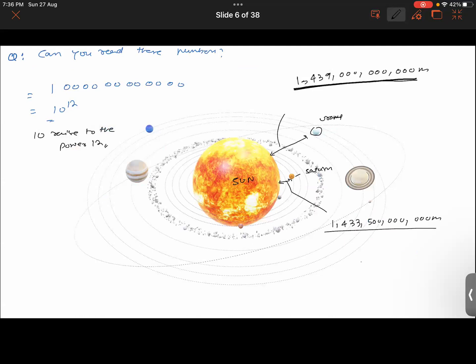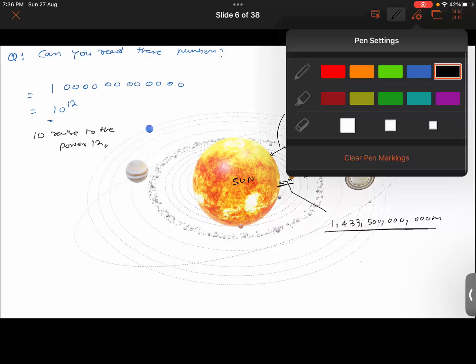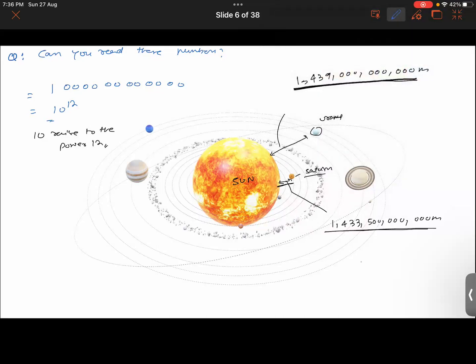And approximately this much is the distance between Saturn and Sun. Now, can we read these numbers very easily? No, these are quite big numbers. So numbers in this form, which are too large, we can shorten in the form of their exponents and read them simply as 10 raised to the power 12, for example, in the case of this number. Getting it now?